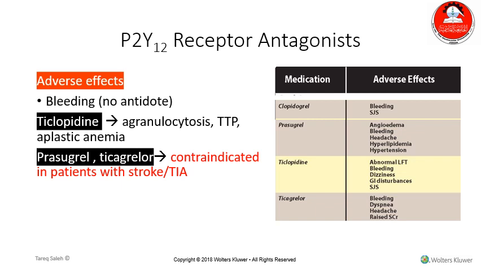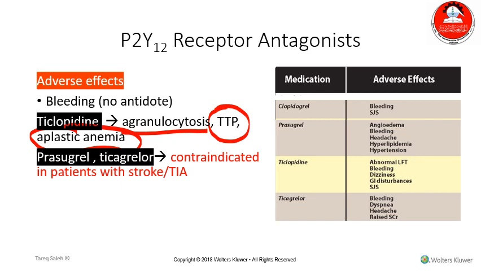ticlopidine, remember that we said ticlopidine is associated with many adverse effects, and that's why we use it as a last line therapy. Ticlopidine can result in granulocytosis or significant reduction in the number of white blood cells in blood. It can also be associated with a condition called thrombocytopenic purpura, and also can result in aplastic anemia or failure of bone marrow to synthesize many blood components. So it has very serious adverse effects.